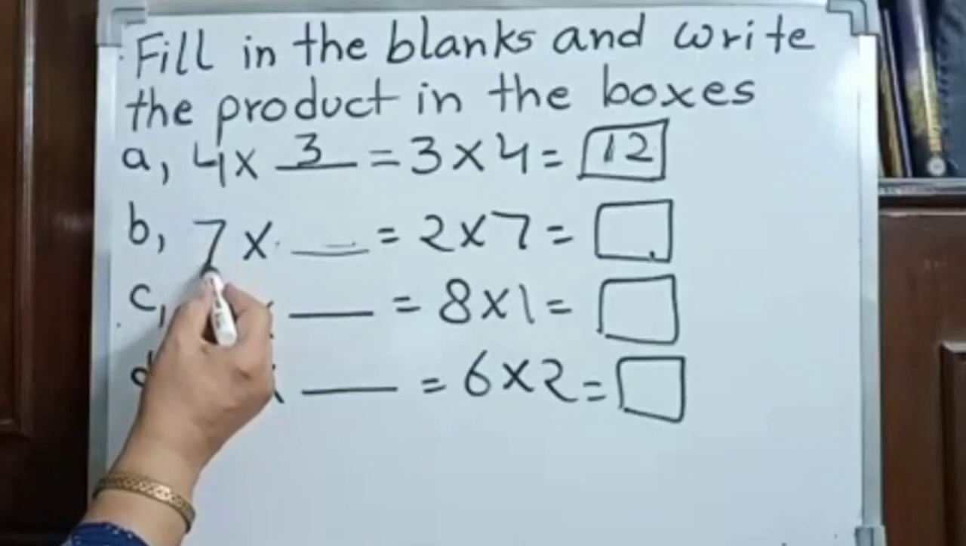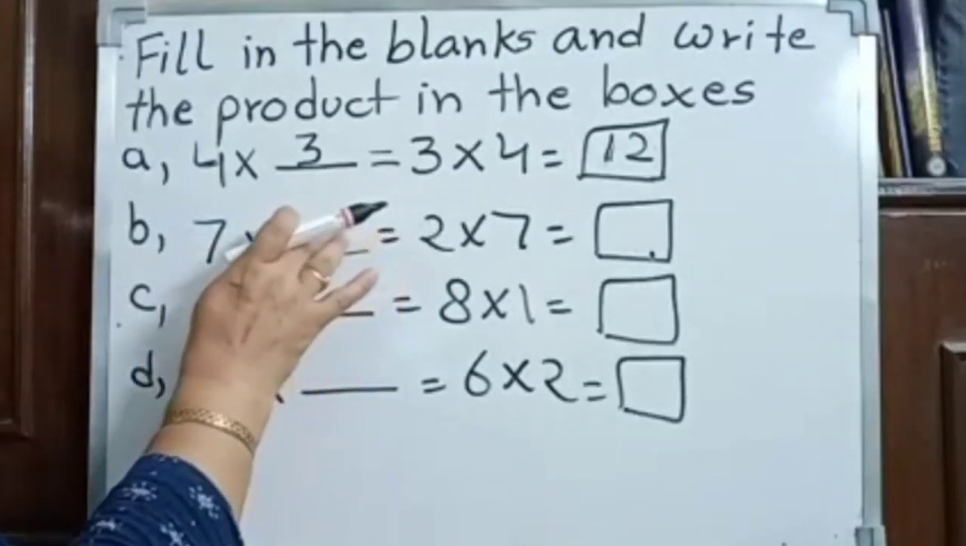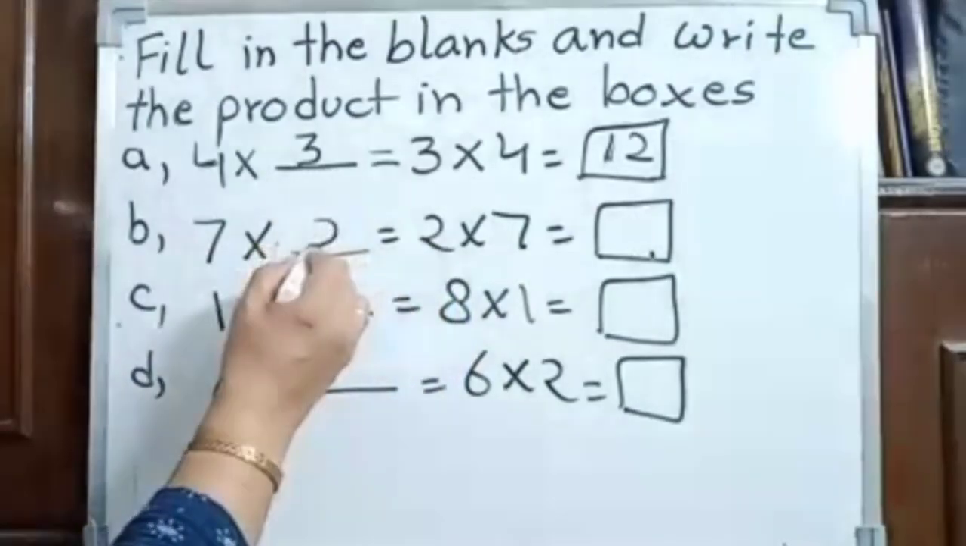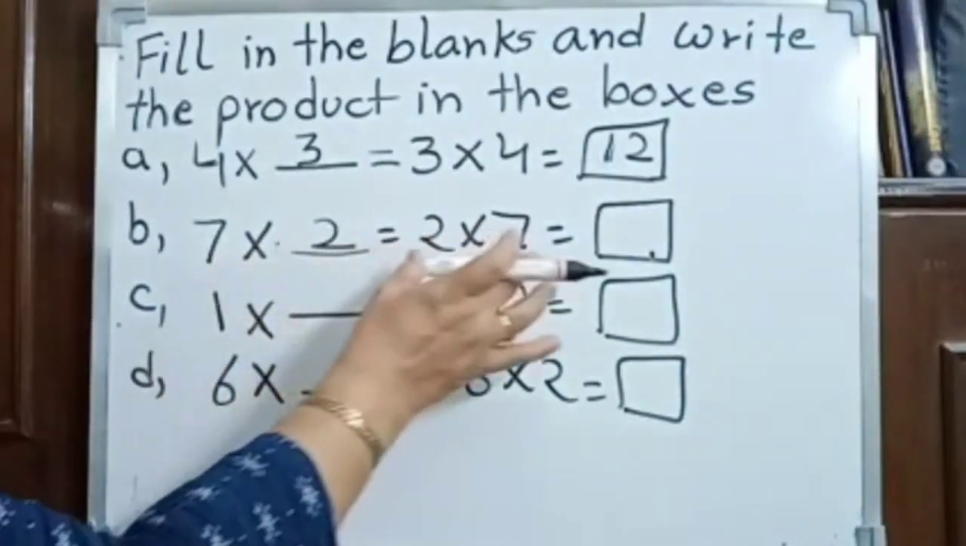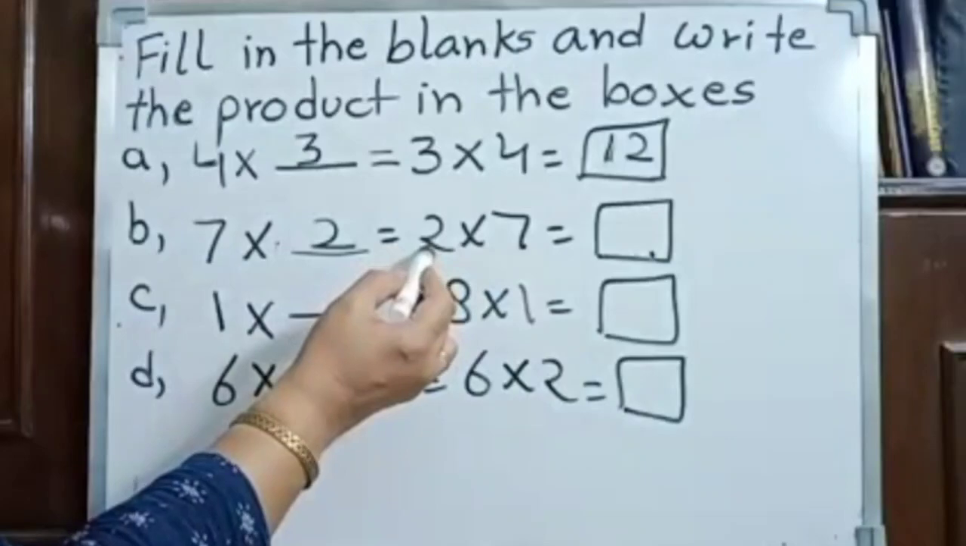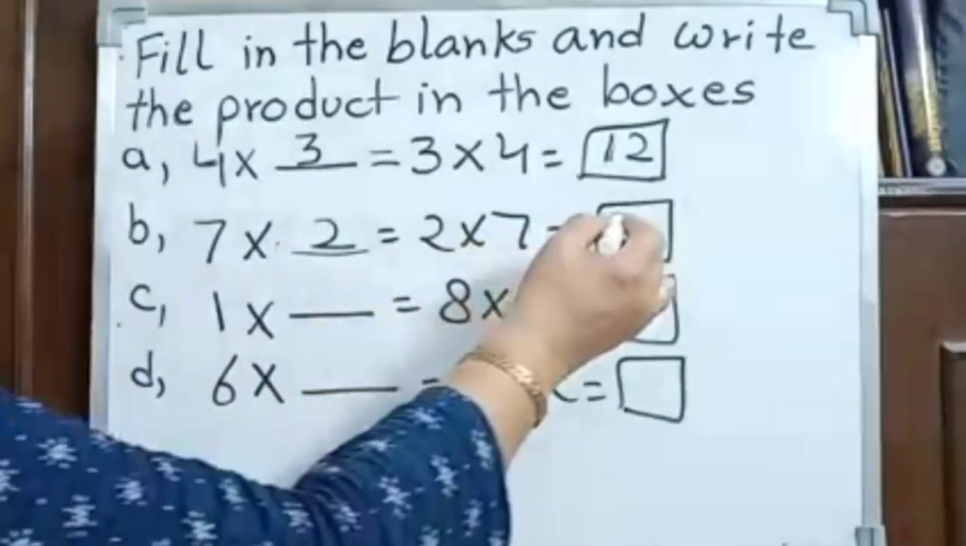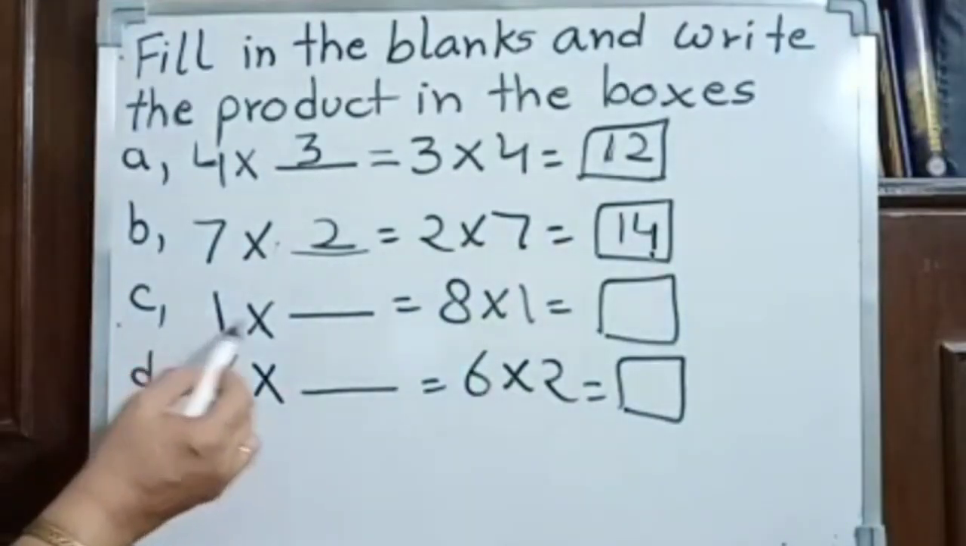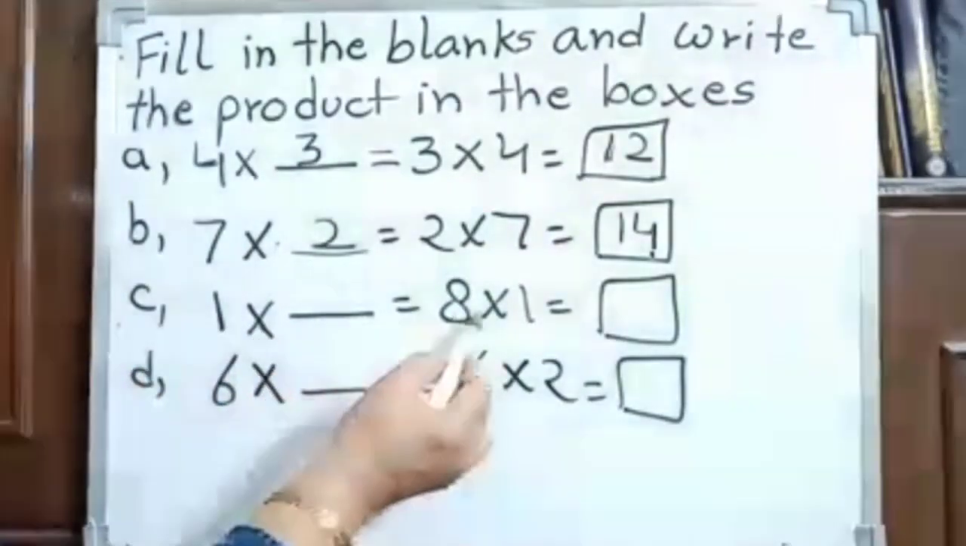Now again, 7 into dash is equal to 2 into 7. Look here, which number is missing? 2. This side is the same. Now 2 7s are, you all know the table of 2, 2 7s are 14. Now 1 into dash is equal to 8 into 1.